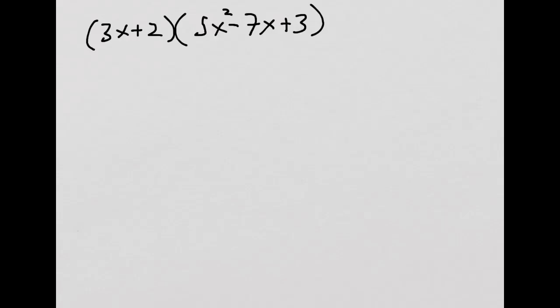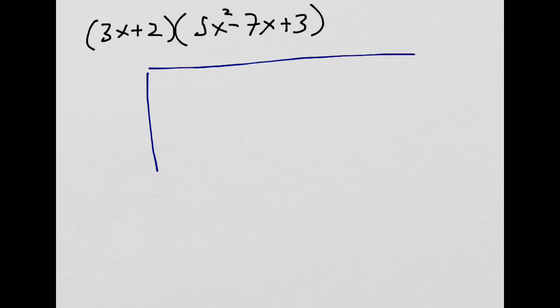Alright, this problem is asking us to multiply this binomial times this trinomial. So we have 3x plus 2 times 5x squared minus 7x plus 3. So this requires us to do some distributive property here. Okay, but there's also another way we can do this, and I like to just call this the box method.